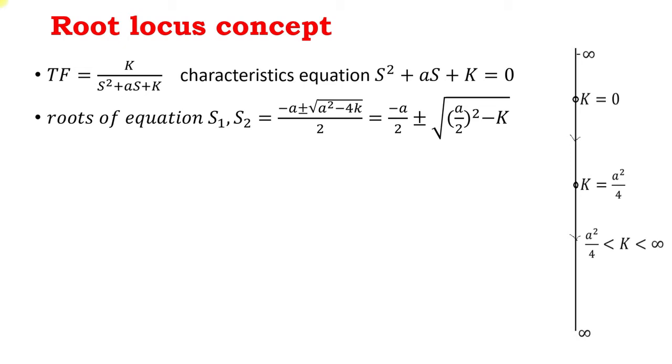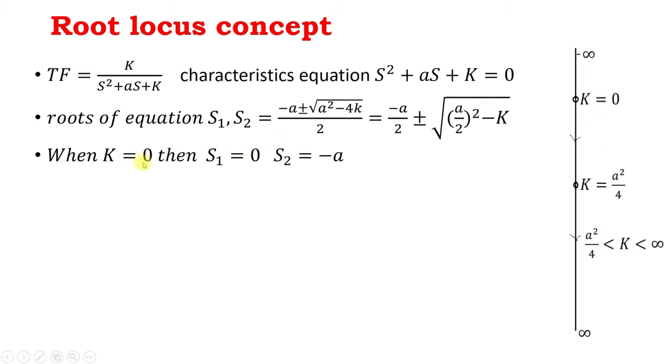As you know, here we're going to obtain the root locus from minus infinity to plus infinity. Here I consider various instances: K equals 0 on the K timeline, then K equals a square by 4, and the third one is the range from a square divided by 4 to infinity. For simplicity, instead of minus infinity to infinity, I consider only these three instances.